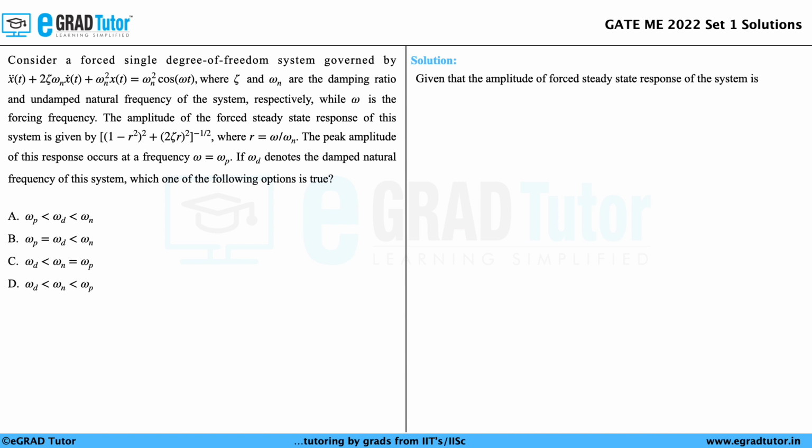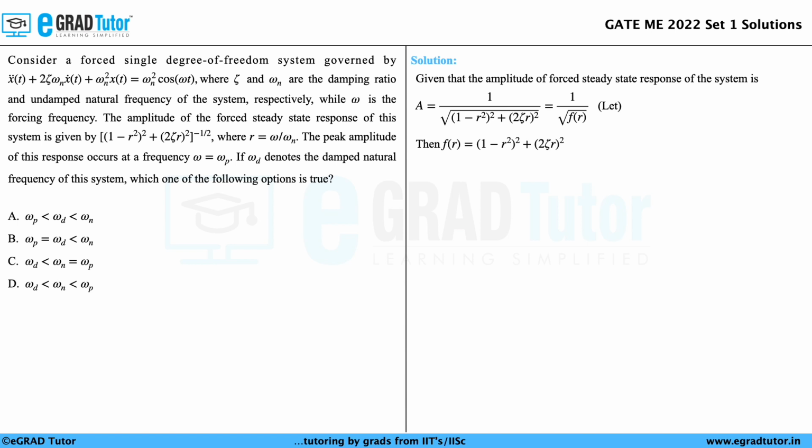We are given that the amplitude of forced steady state response of the system is A is equal to 1 by under root [(1 minus r square) whole square plus (2 zeta r) whole square]. Then in the denominator, the term inside the square root is considered as f of r. That means f of r is (1 minus r square) whole square plus (2 zeta r) whole square.